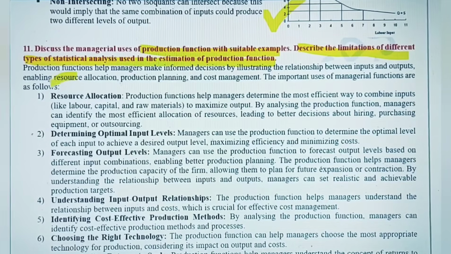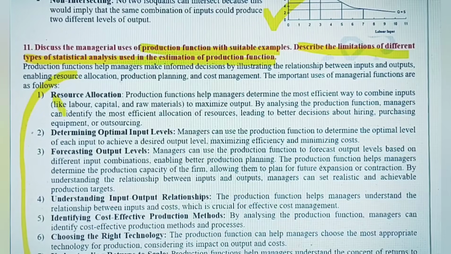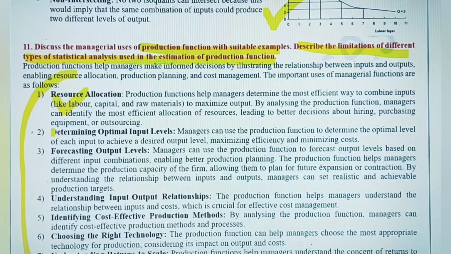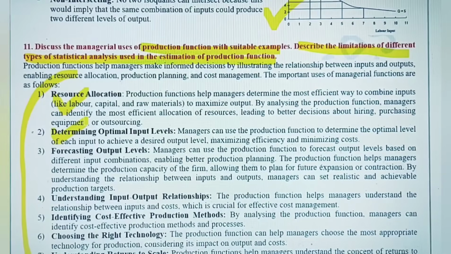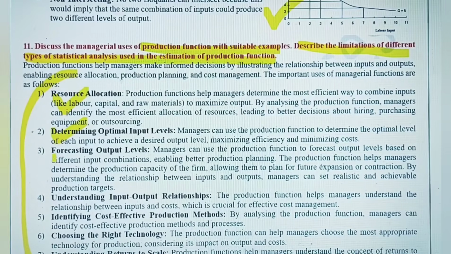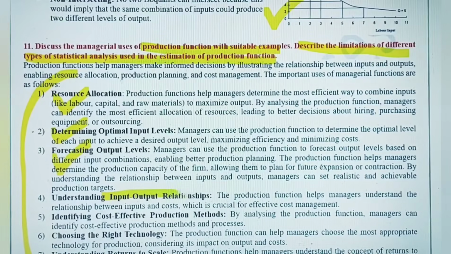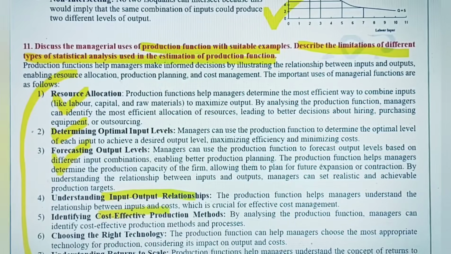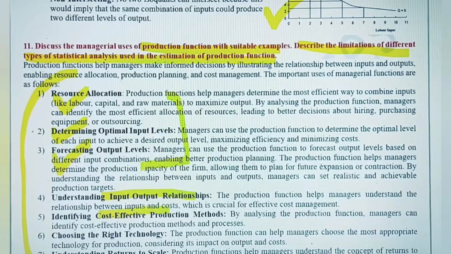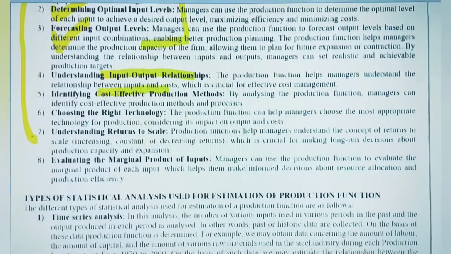So these are some important uses of production function. It helps in resource allocation. From the production function we can determine what is the optimal input level, and we can also forecast output level. It helps to understand the relation between input and output, and helps in cost effective production, because when we determine the optimal level or output level, automatically the production cost can come down, and economies of scale can be obtained.